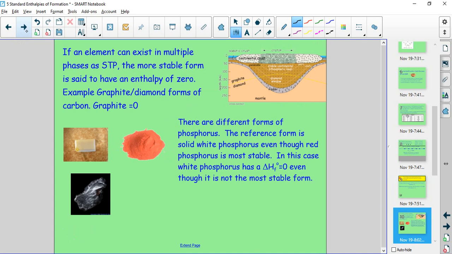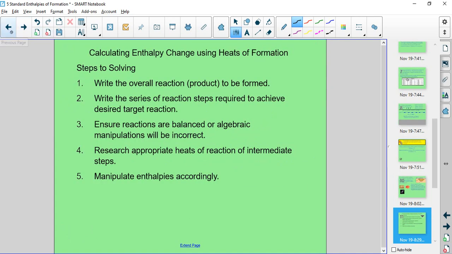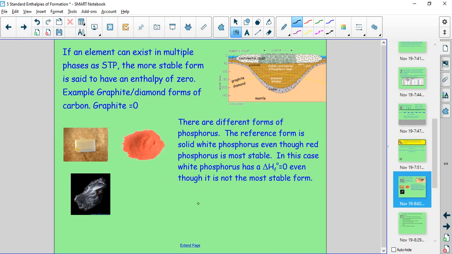Okay, so if a value is missing in a question, let's say it refers to hydrogen gas, and it doesn't give you the heat of formation. Where is that heat of formation? Well, you know that this is a diatomic substance and that exists naturally, so it's going to be 0 kilojoules per mole.